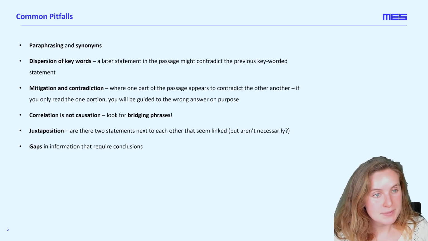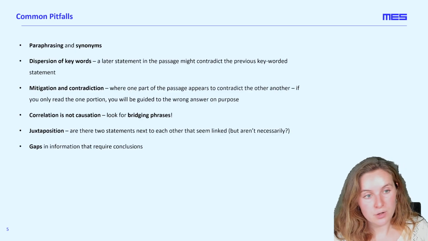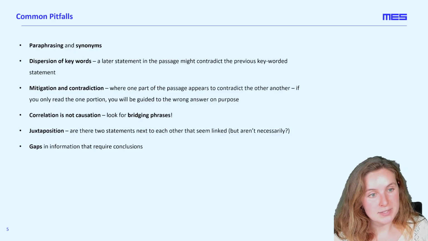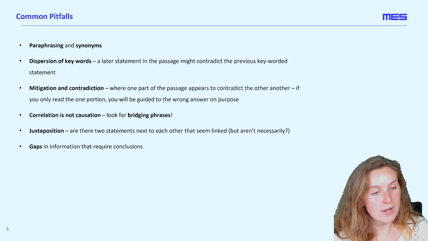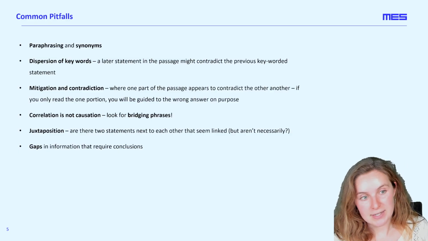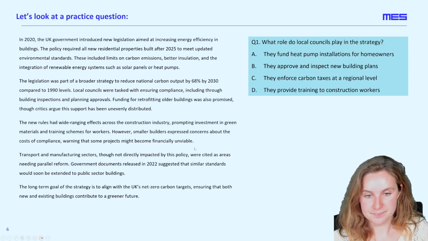There also may be gaps in the information that require conclusions, so the true versus not true examples. For instance, you might need to scan the passage for the details and then work out which one is not true, for example, and thus use what is missing in order to find the right answer.